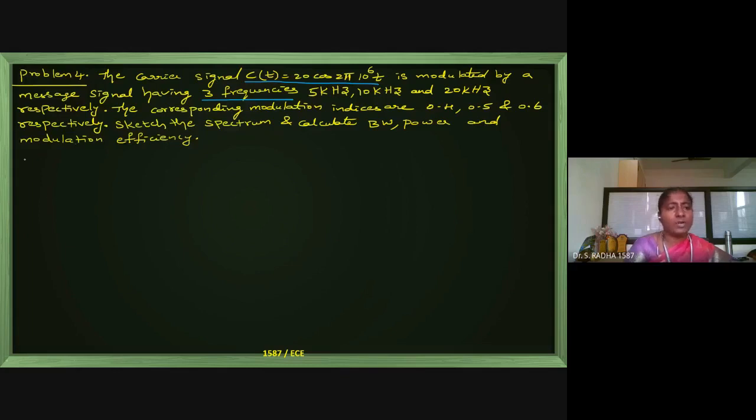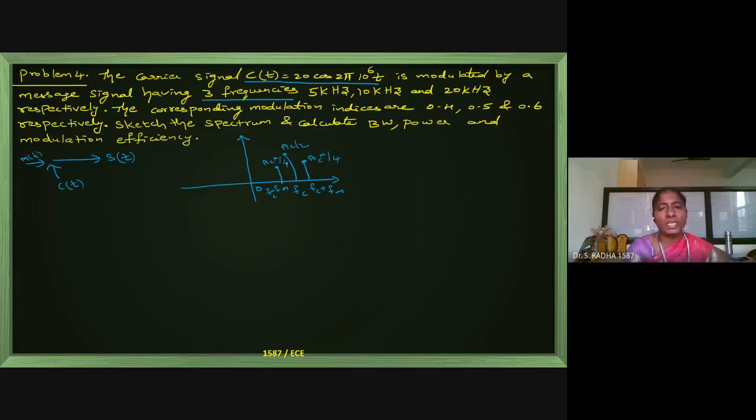Generally we take one message signal and one carrier signal, and finally we get the S of t modulated signal. In that case, the spectrum has an x-axis and y-axis, with Fc, and on either side Fc plus Fm and Fc minus Fm. The same thing appears on the negative side also. This amplitude is AC by 2, and these are AC mu by 4 and AC mu by 4. This is the case if one message signal is present.